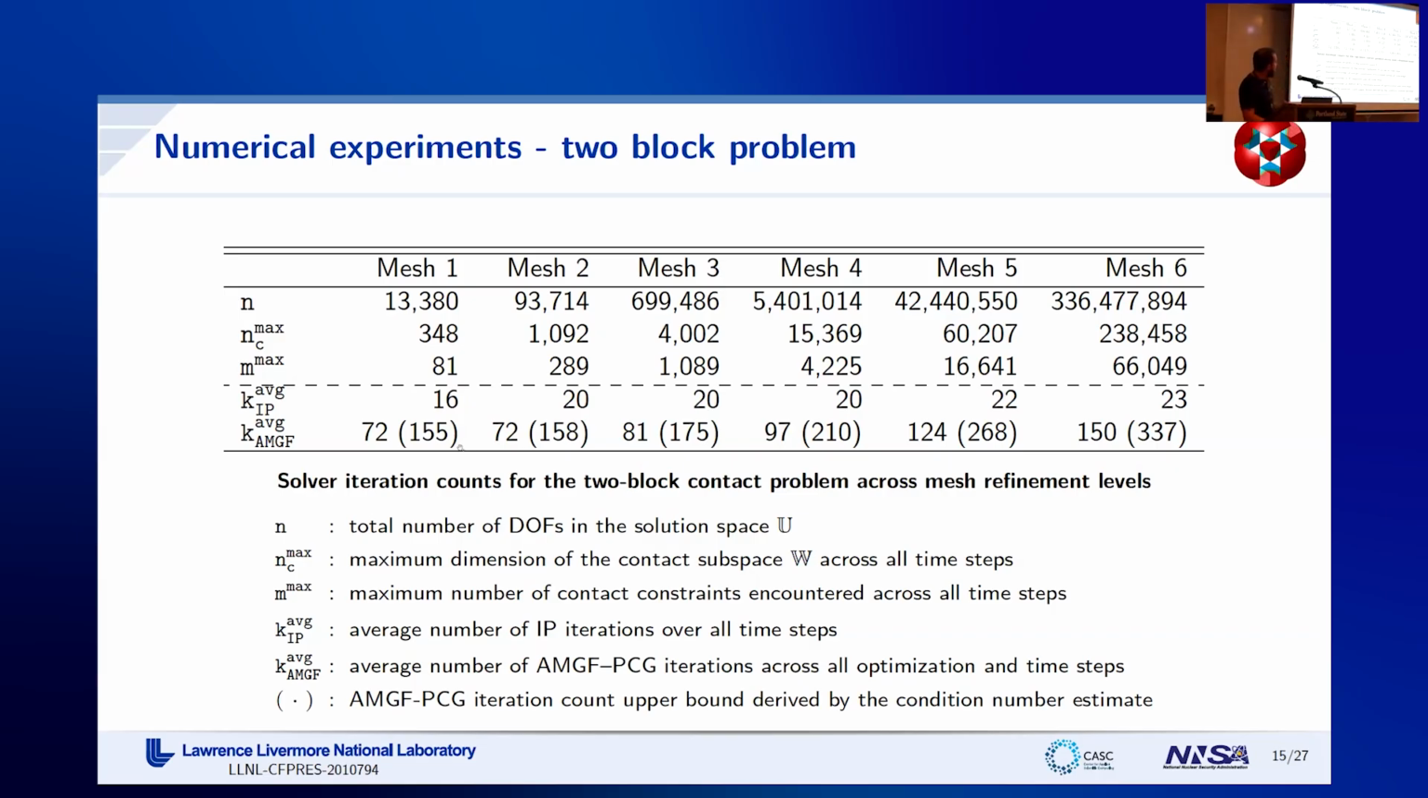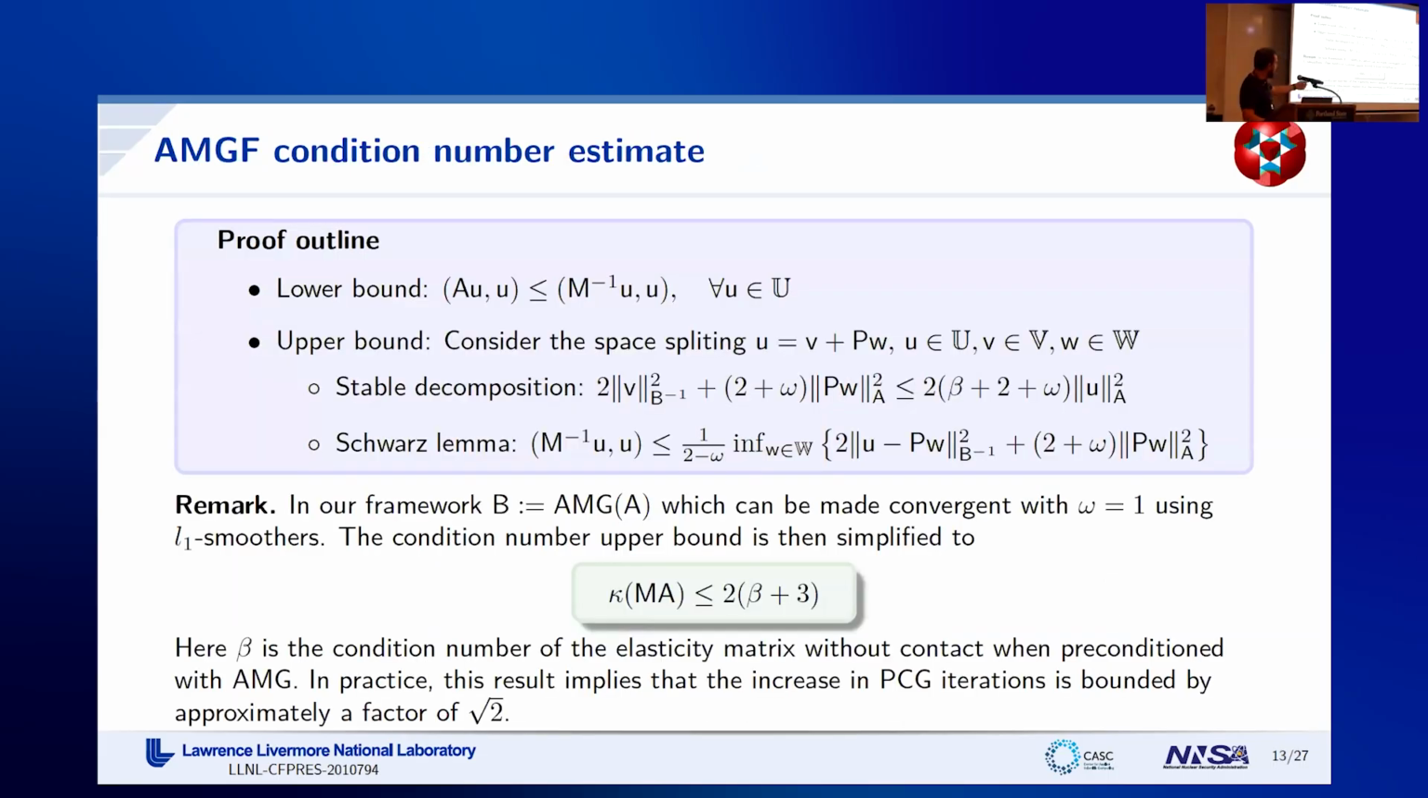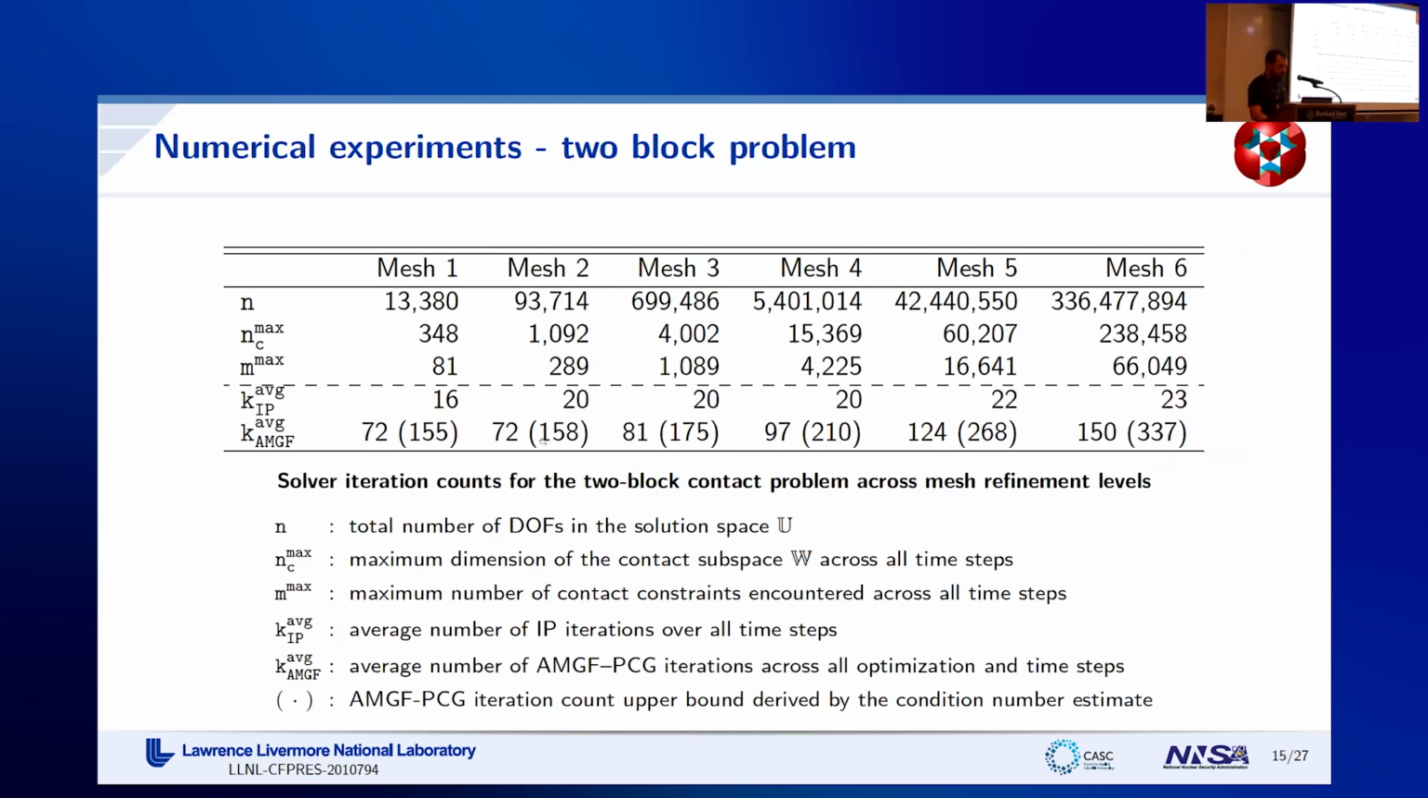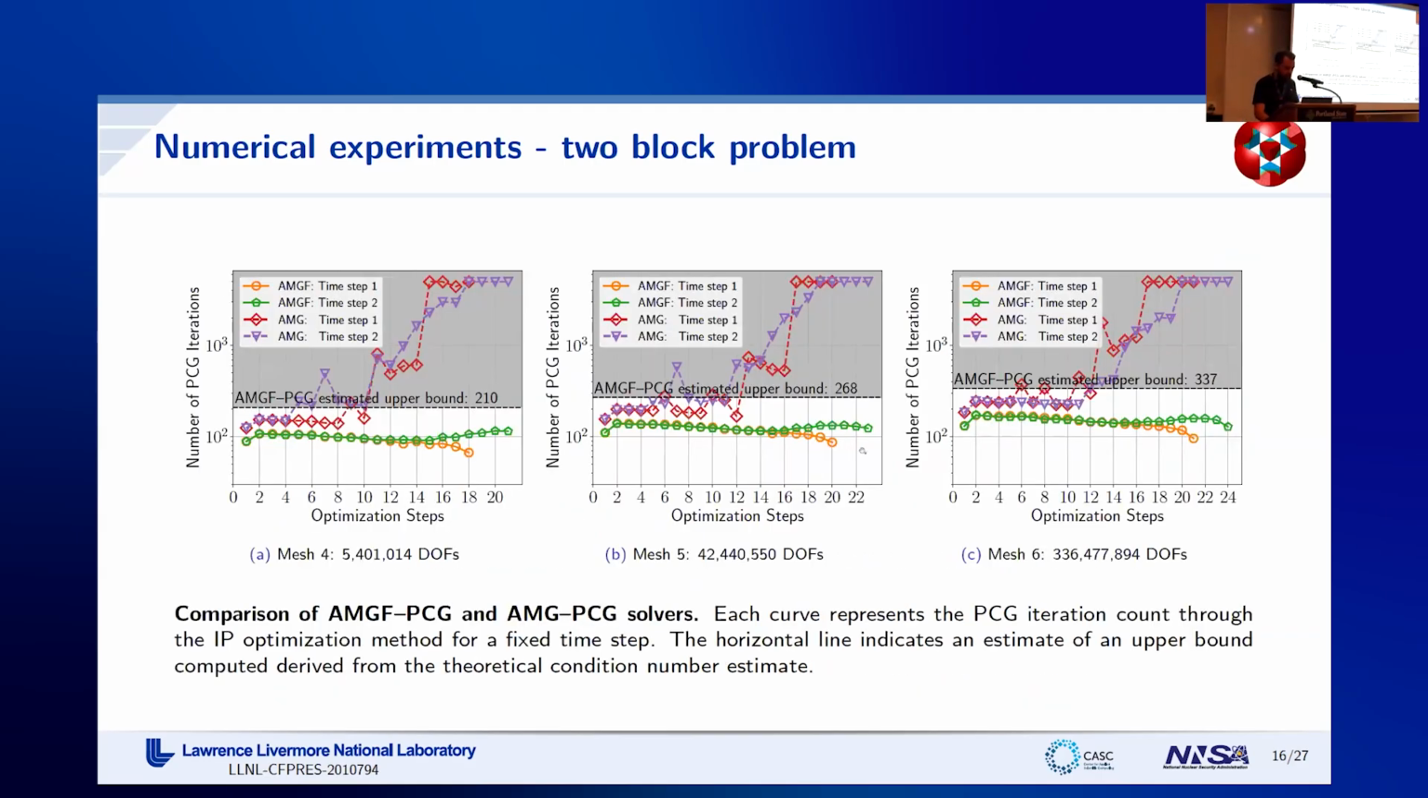In bracket, we have this estimate of the condition number derived from this relation. We solve it without contact, and we multiply by the square root of 2 approximately. And this would be the theoretical upper bound. So you see we're way below. We're very happy to see that we did stay below the upper bound that we proved.